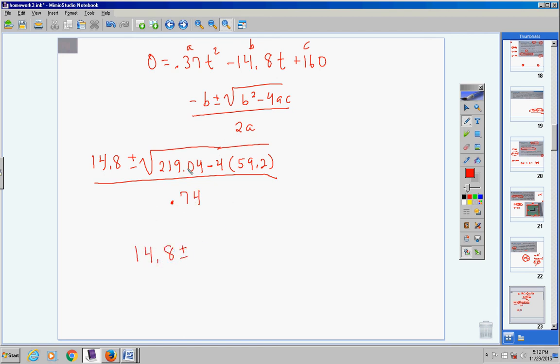When you simplify this expression under your radical, you're going to get a negative number. In fact, I'll just tell you what it's going to be. Let me grab my calculator. You're going to take 219.04 minus 4 times 59.2. You're going to get negative 17.76 over 0.74. So as soon as you get this negative number, you know there's no solution to this problem.